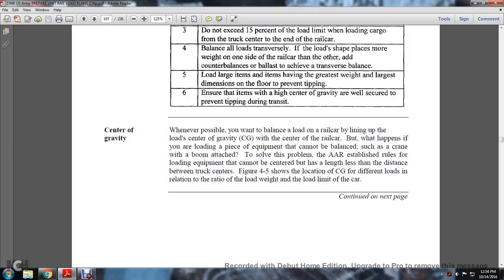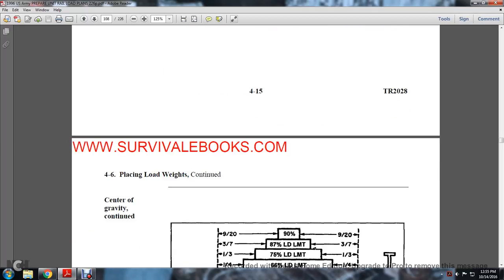Center of gravity. When possible, you want to balance the load on the railway car, lining up the load's center of gravity with the center of the rail car. But what happens when you are loading a piece of equipment that cannot be balanced, such as a crane with the boom attached? To solve the problem, the Association of American Railroads established rules for loading equipment that cannot be centered, of a length less than the distance between the truck centers. Figure 4.5 shows the location of the center of gravity of the different loads in relationship to the ratio of the load weight to the load limit of the car.